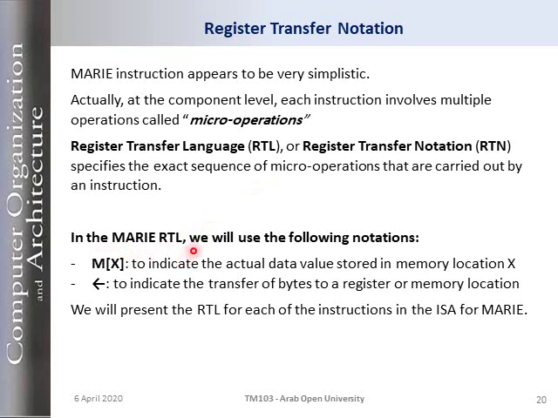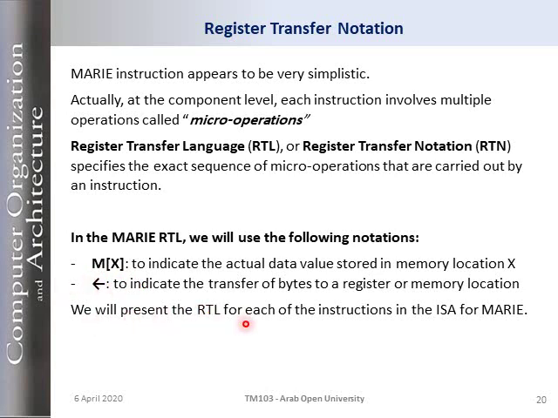In Maria register transfer language, we will use the following notation: M of X, which means the actual data value stored in memory location X. So go to the memory location X and get the data that is stored there. And we have the arrow notation that indicates the transfer of data to a register or memory location, which means transferring data from one register to another, or from a memory place to a register, and so on.